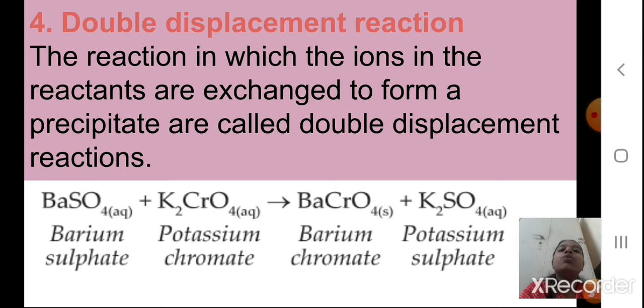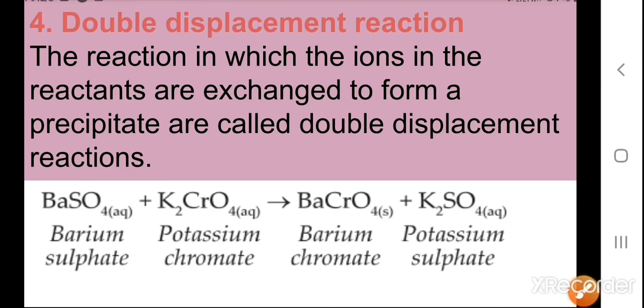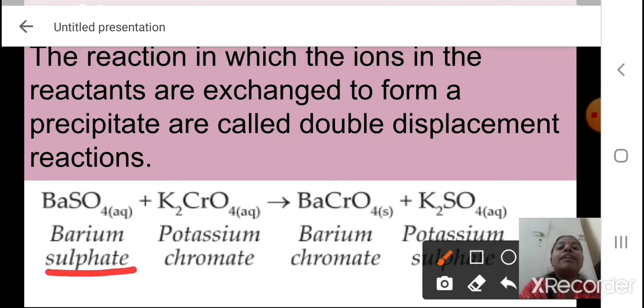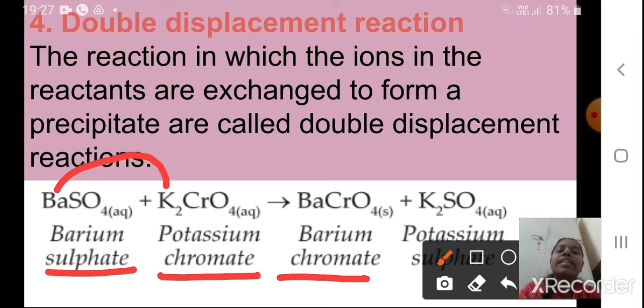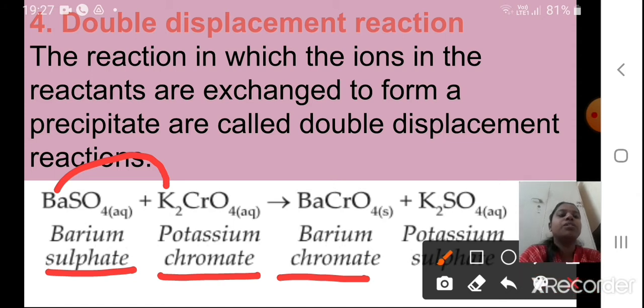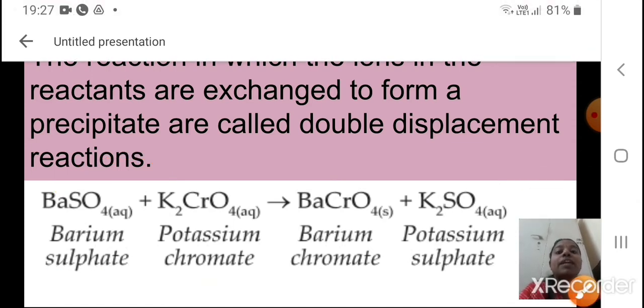Okay, so you can see here the reaction, you have barium sulfate, that is BaSO4, plus potassium chromate is taken. You get the formation of barium chromate, which is a precipitate, and you get the formation of potassium sulfate. Okay, so Ba has taken the place of K2, and you get formation of BaCrO4 and K2SO4. Okay students, so I hope this part is also clear.